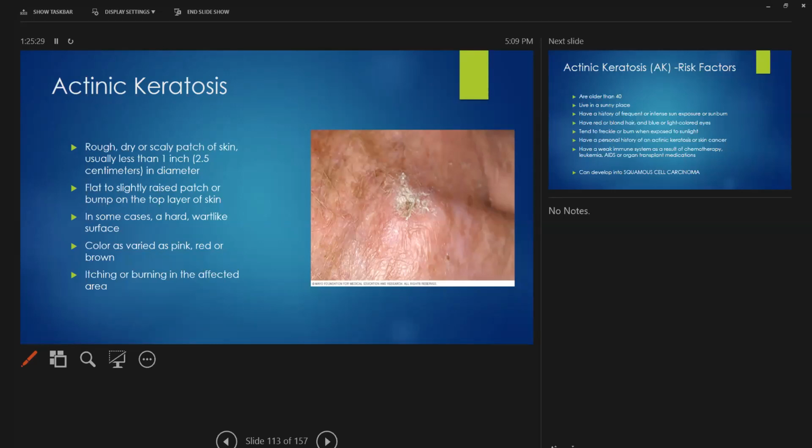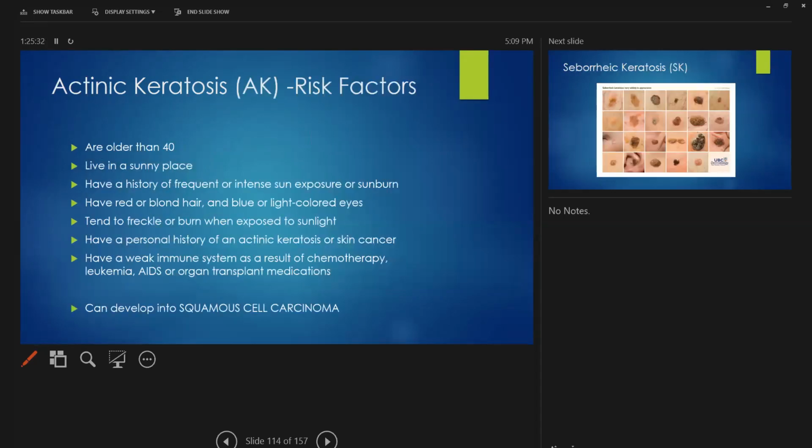This is considered precancerous. Actinic keratosis risks include being over 40, living in a sunny place, exposure to intense sun or sun tanning, or using a tanning booth. Persons with red or blonde hair, blue eye color are more at risk. People that freckle when they burn, personal history of actinic keratosis or weak immune systems. Actinic keratosis is a precursor to squamous cell carcinoma.